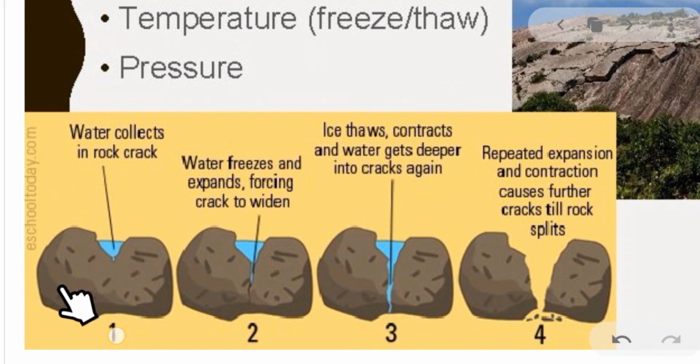So, for example, you have here a rock, and then during summer, there is a water that collects in that crack. Then, during winter, as the temperature drops, there will be a solidification of the water here. It will freeze and it forces the crack to widen. And then the water here will seep downward and then contract again, and then it will have the water get deeper into the crack, and then it will be solidified again, and then the repeated expansion and contraction causes further cracks till the rock splits. So this is the weathering away or the split of the rock.